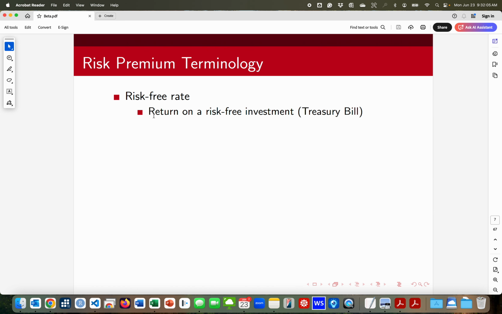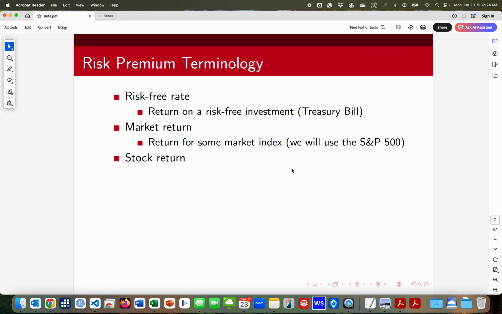So the risk-free rate is the return on a risk-free investment. For the market return, we are going to use the S&P 500. You could use a different index, but I think the S&P 500 is pretty standard when we're estimating beta. The stock return is just a return for a particular stock. We've looked at this over and over again this semester. So you have to take the prices and convert them to returns first, because we don't want to work with prices here. We want to work with returns.